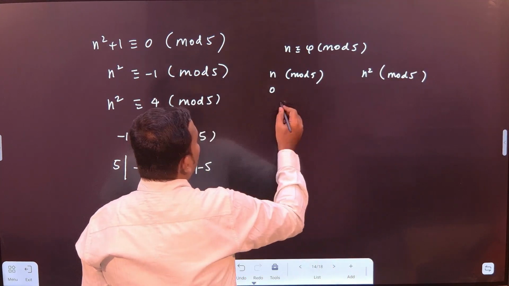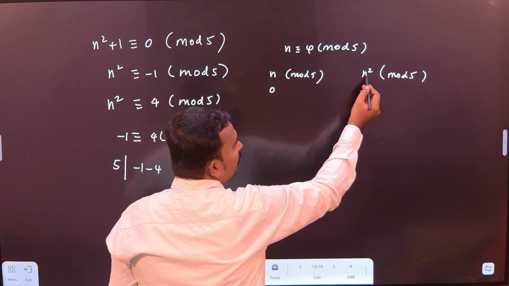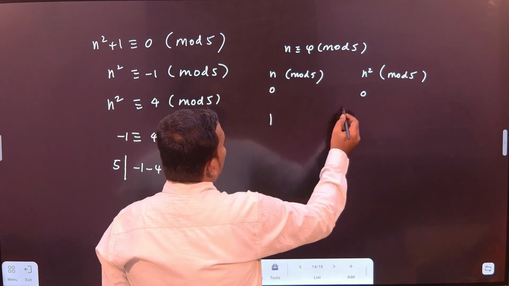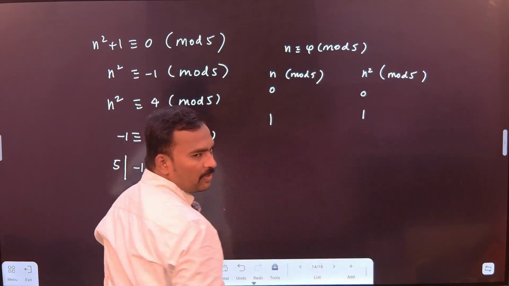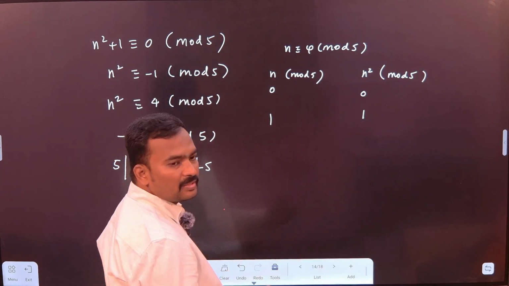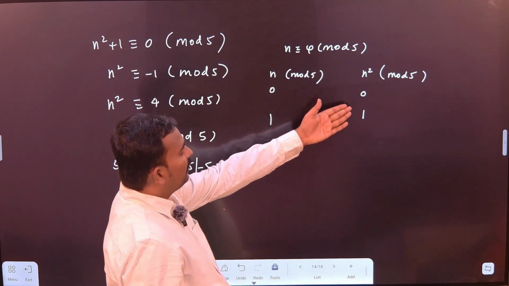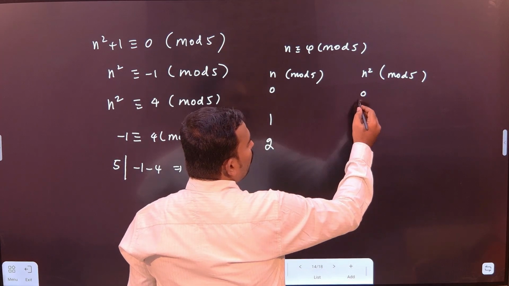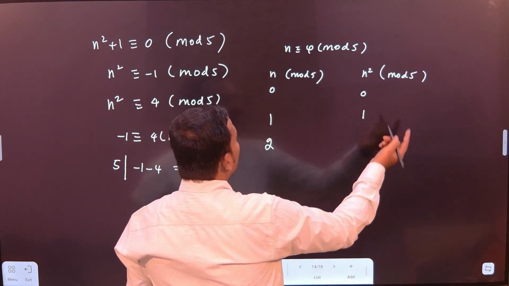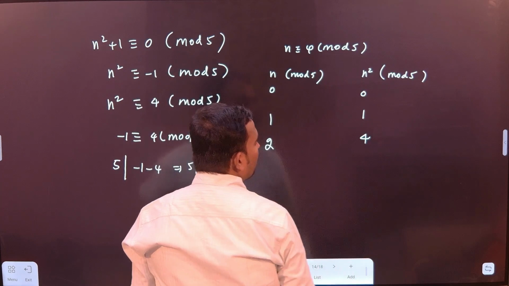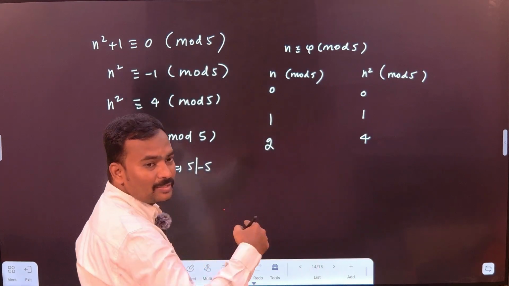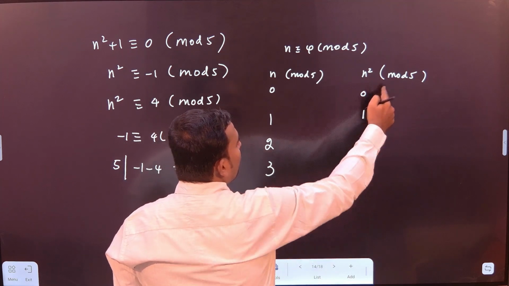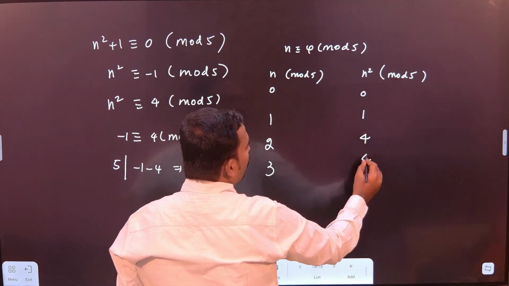Which one is possible? If you take 0, 0 square is 0, modulo 5 will be 0 only. When you take 1, 1 square is 1, modulo 5 will be 1. Let's take 2, 2 square is 4. You can say minus 1 or 4, but both are the same. Minus 1 is identical. Let us take 3, 3 square is 9. When you divide 9 by 5, the remainder is 4.